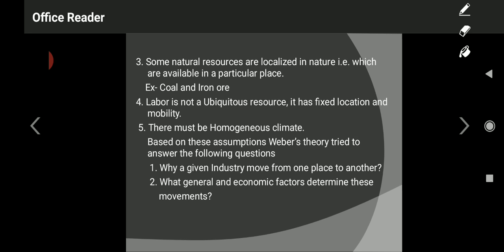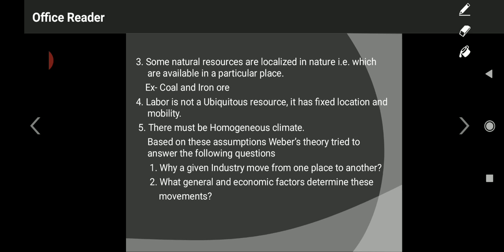When it comes to a localized resources oriented industry, you have to locate in a specific place where resources are available. What I said, the example of that is the thermal power project. If coal is available in Telangana and you start a thermal power project in Jammu and Kashmir, you will not get resources properly. This is what I mean when I say some resources are localized in nature. Examples are coal and iron ore.